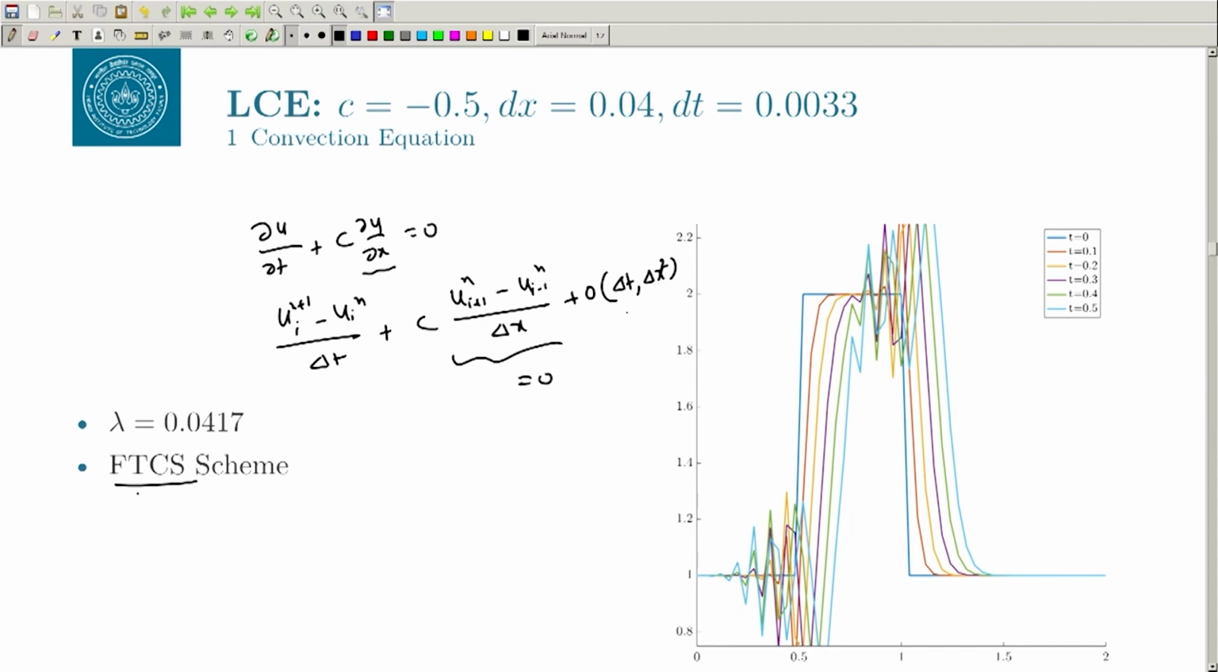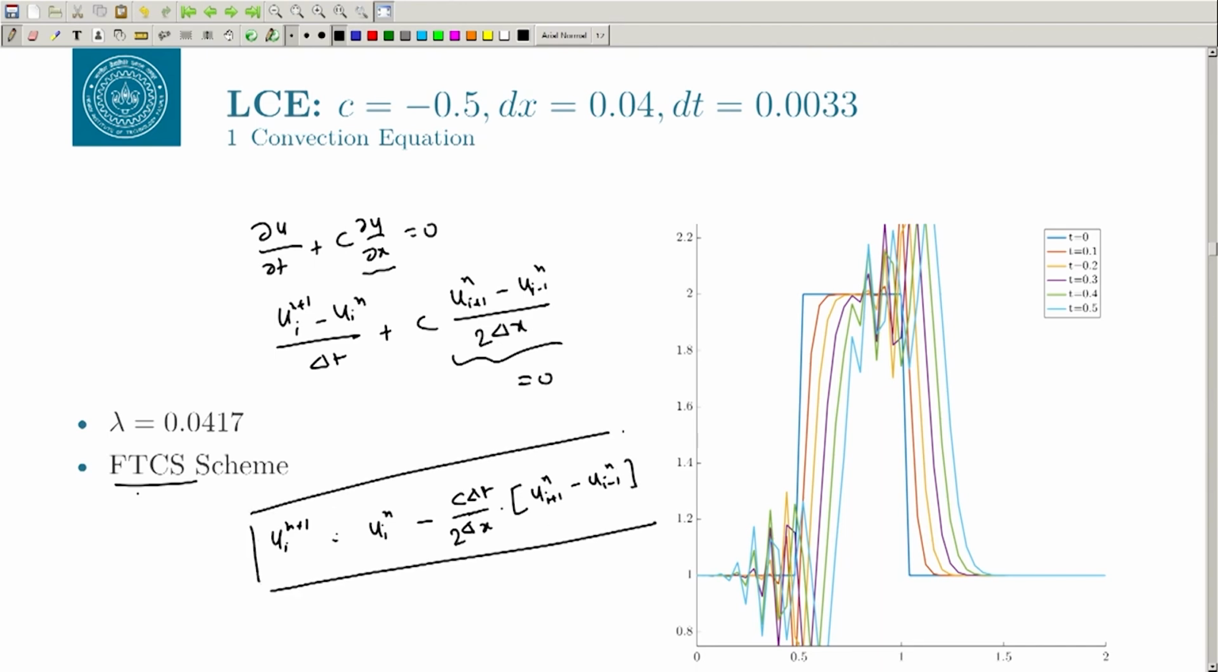This is equal to 0. Okay. You can ignore this part. So, this is what we are solving, and if you rewrite it, this will become u_i^(n+1) equals u_i^n minus c delta t by 2 delta x, times (u_(i+1)^n minus u_(i-1)^n). You know the value at n everywhere, and you just do that and solve this.